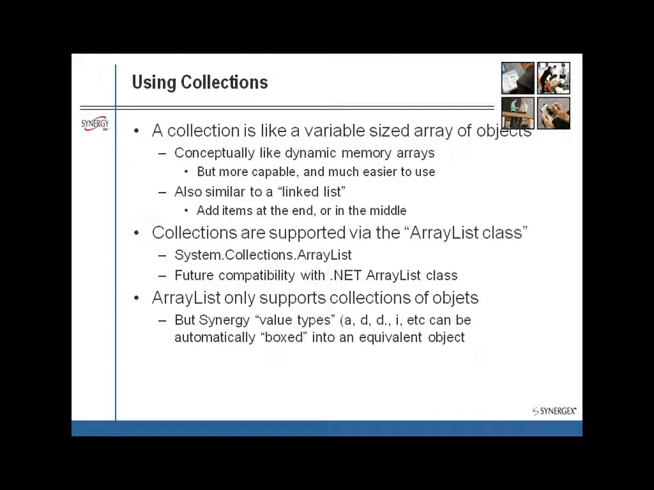The Arraylist class allows us to create a collection of any type of object. So if we want to use it, for example, to manage a collection of records, then we need to use a technique called boxing, which simply takes a value type like an alpha or a decimal or a record and boxes it inside an object. So a boxed record is simply an object which contains the record.